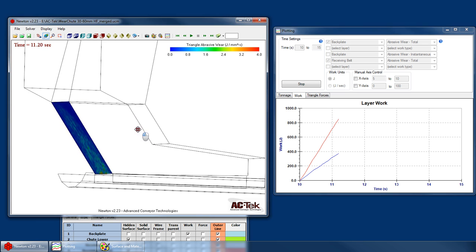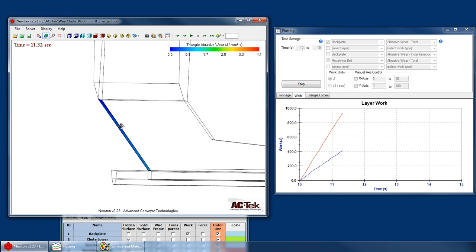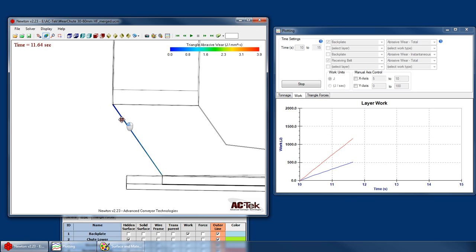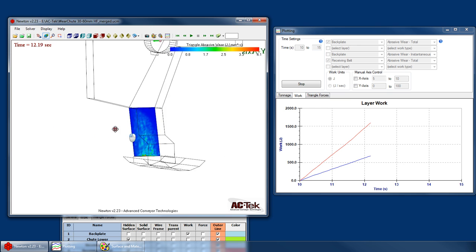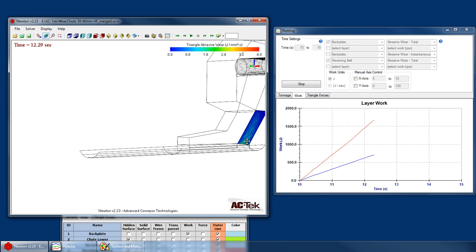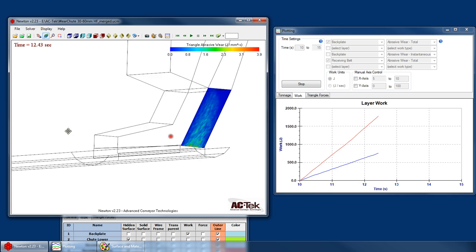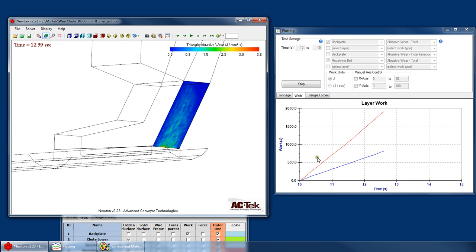Which seems reasonable because we know the material is going to be slowing down significantly on this wear plate. And because of the relatively shallow slope of the plate, the material is going to slow down quite a bit as it enters the receiving belt. So there won't be a whole lot of work done on the receiving belt. And of course, these lines are constant again, because once we reach steady state, we're doing the same amount of work over time.